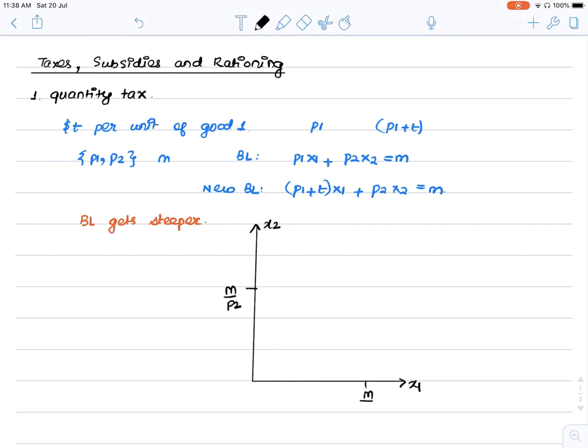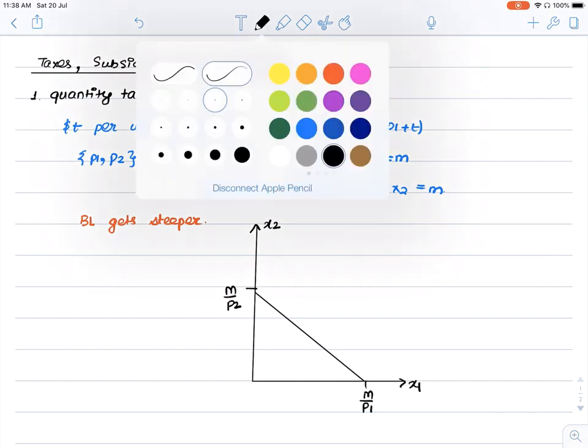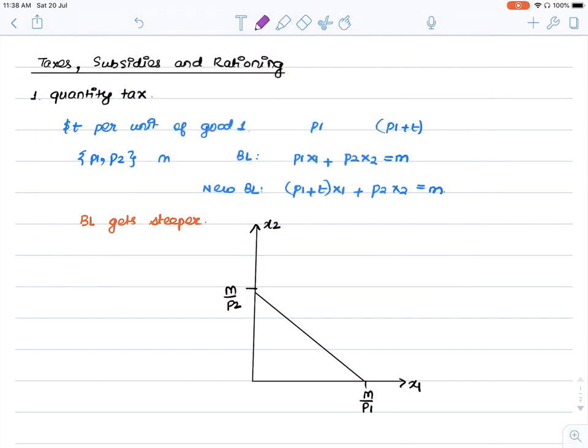In the original budget line, when x1 is 0, x2 is m by p2. When x2 is 0, x1 is m by p1. You join them together, and this is the downward sloping straight line, which is your original budget line. There is no tax imposed. How much of x1 can you consume? If you spend your entire income on x1, m by p1.